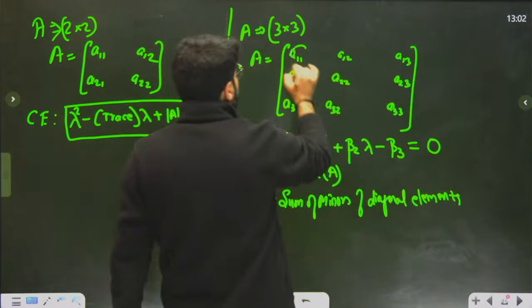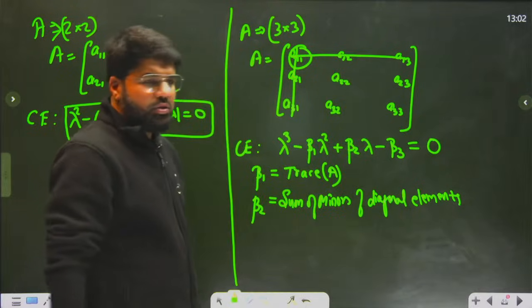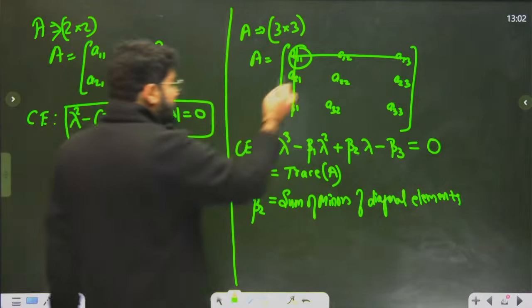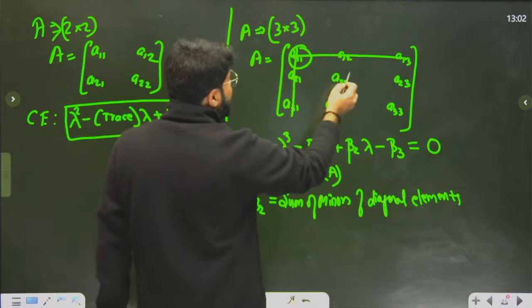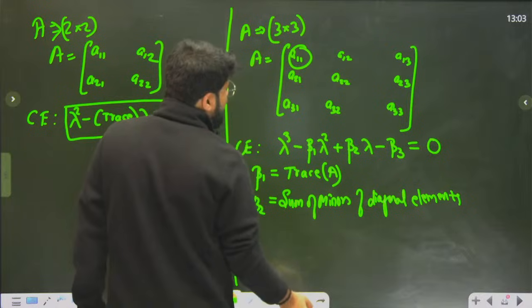Suppose this is the first diagonal element. Delete the first row and first column; the leftover minor is 2, 2, 3, 3 minus 3, 2, 3, 3. That value is the first. Then take the sum of all such minors. Minors of what? Only of the diagonal elements. Next and next, so 3 minors you will be required to calculate.